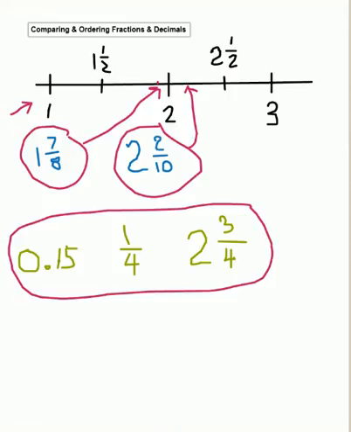Now we can convert the decimal into a fraction and then compare to see where it falls, or we can convert the fractions into decimals. In this case, I'm going to choose to convert the fractions into decimals. So I'm going to leave 0.15 the way it is. 1/4, I can multiply the bottom and the top by 25, and I would get 25 over 100. Or I can divide the bottom into the top. I could use a calculator or do long division. But 1/4 will convert to 0.25.